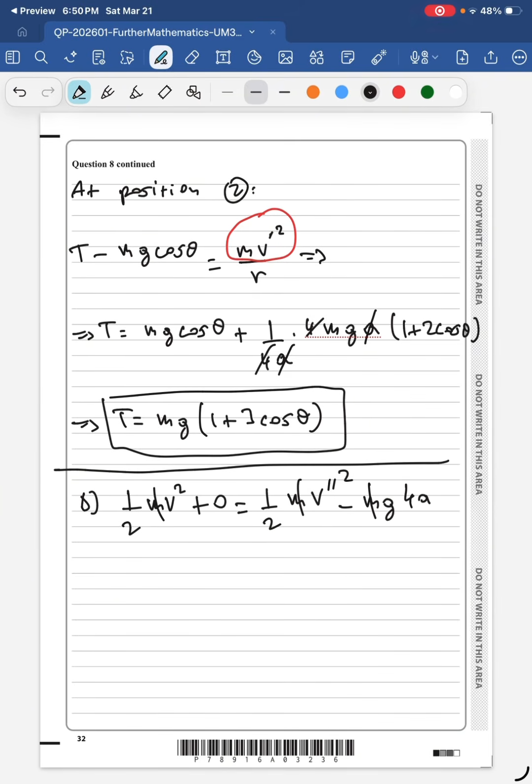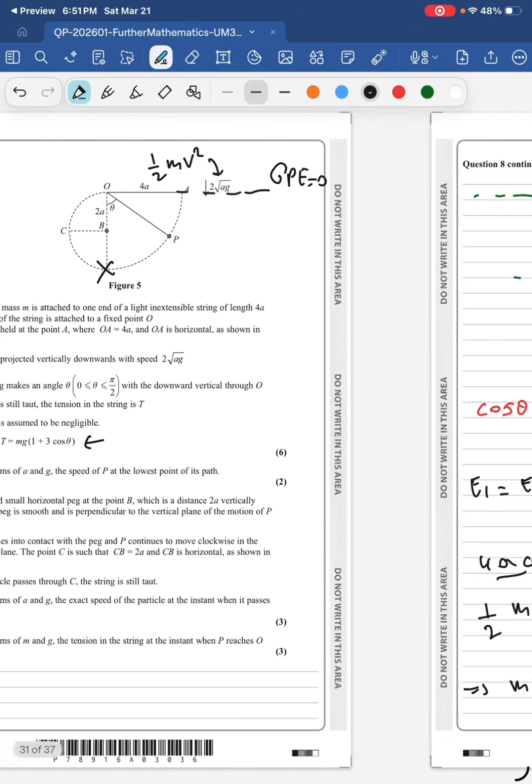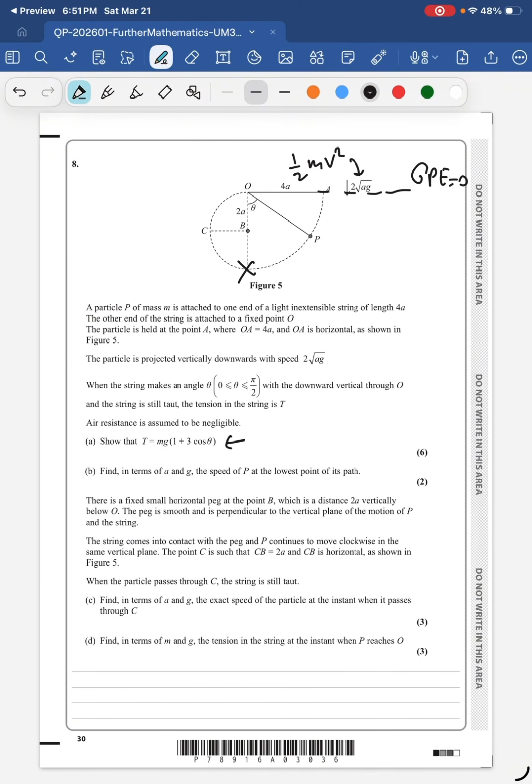So m cancels, and then we have 4ag plus 2ag is v double prime over 2 squared. So v double prime is equal to 12ag, which makes sense. It's a higher velocity because it's at the bottom. Now, we're done with B. For part C and D, we have to read the next statement.